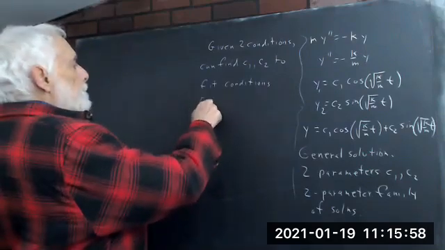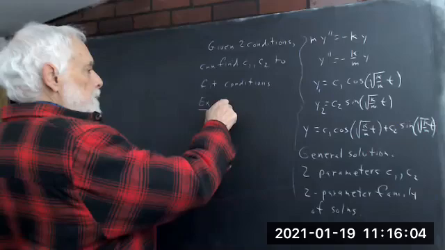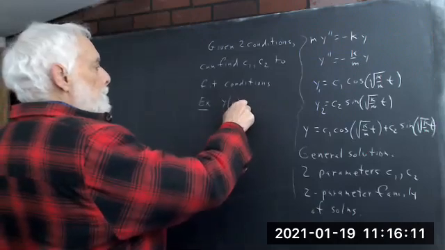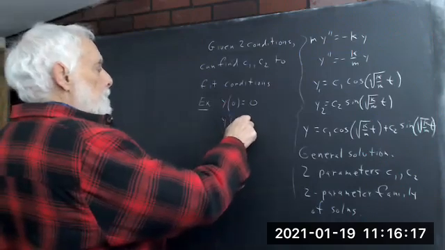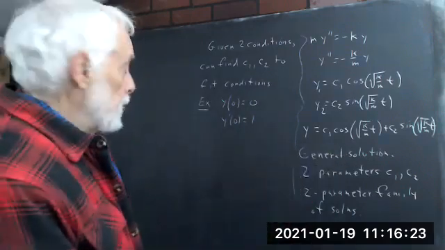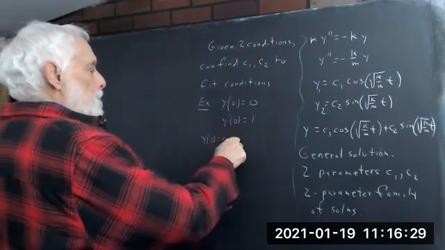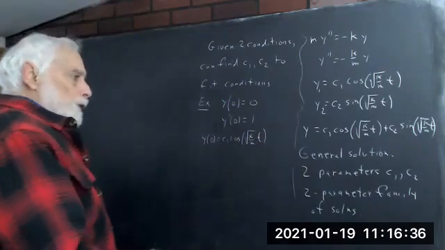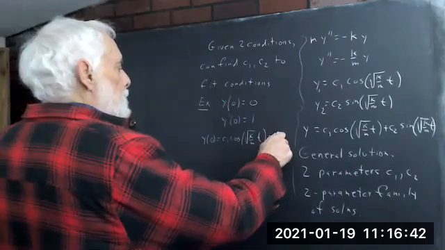Example, if y of 0 equals 0 and y prime of 0 equals 1, then you can evaluate C1 and C2. Okay, y of 0 is just this because the sine of 0 is 0, and that equals 1.